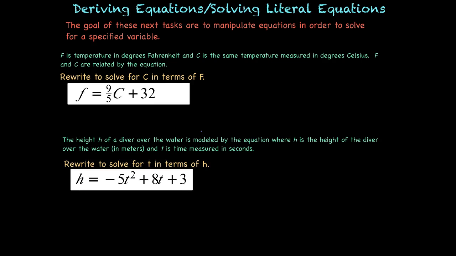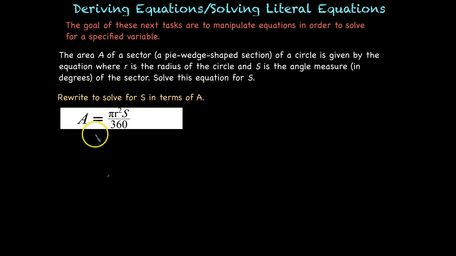Our final one. This is the area of a sector, which is a pie wedge-shaped section of a circle, and it's given by this equation. R is the radius, and S is the angle measure of that sector in degrees. And we want to solve this equation for S. In other words, rewrite it in terms of A. Okay, we just take it piece by piece.